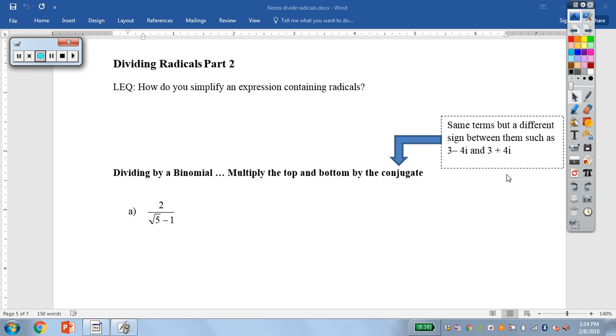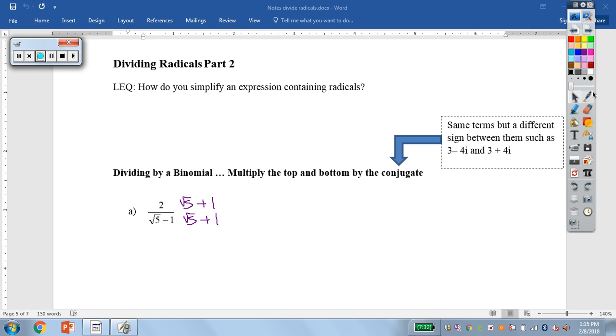So if you have 3 minus 4i, the conjugate is 3 plus 4i. So when you come down here to this first letter A, we have 2 divided by root 5 minus 1. So we are going to multiply by the conjugate, which would be the root 5. That term stays the same, but then it's going to become plus 1. Now, what we multiply on the bottom, you also multiply to the top.